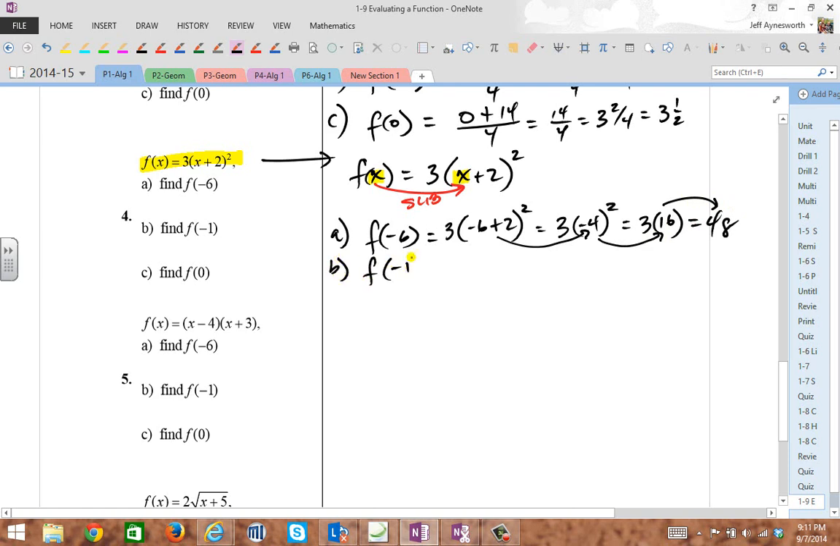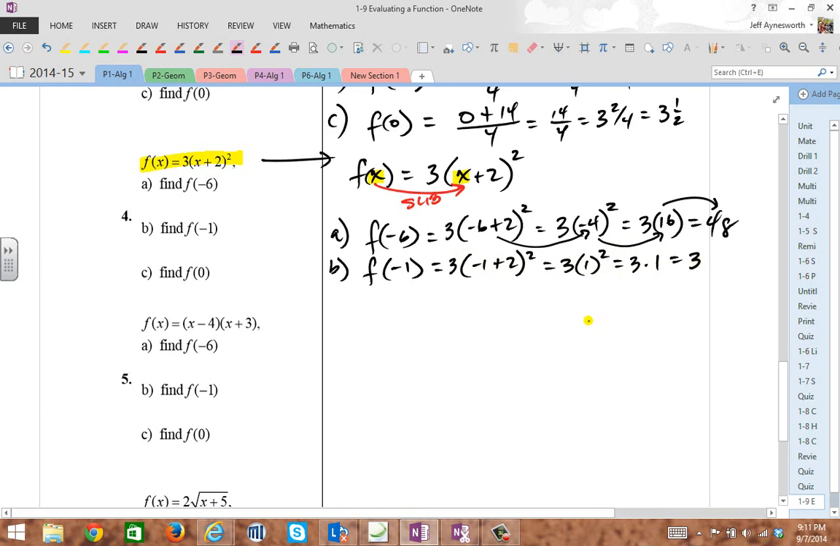Okay, next one. Let's evaluate the function at negative 1. So find f of negative 1. Pause the video. All right, let's check. So 3 times the quantity negative 1 plus 2, squared, is 3 times 1 squared. Negative 1 plus 2 is 1. 1 squared is 1, so 3 times 1, well, that's 3.